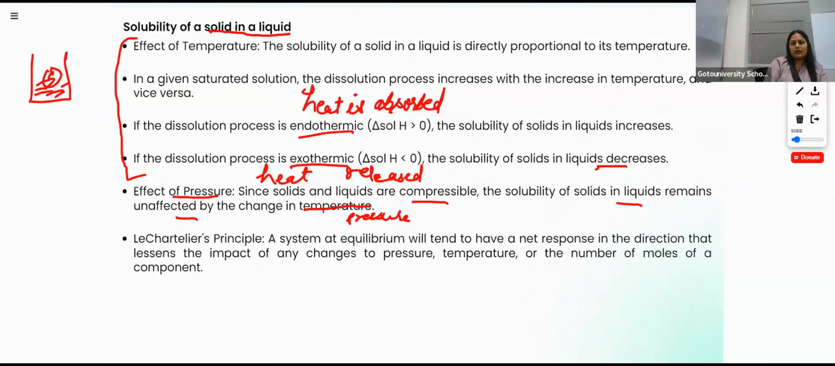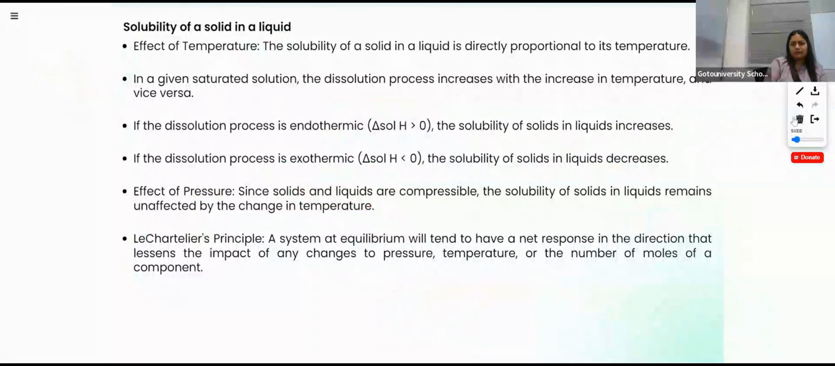One point arises in solubility of solid. Say this is solid in liquid. One point arises when you are giving temperature and pressure, but no change is occurring in the state of solubility. That state of equilibrium is given by Le Chatelier, right?